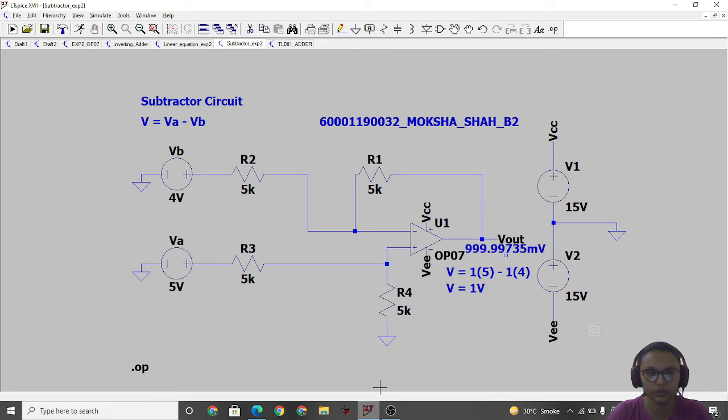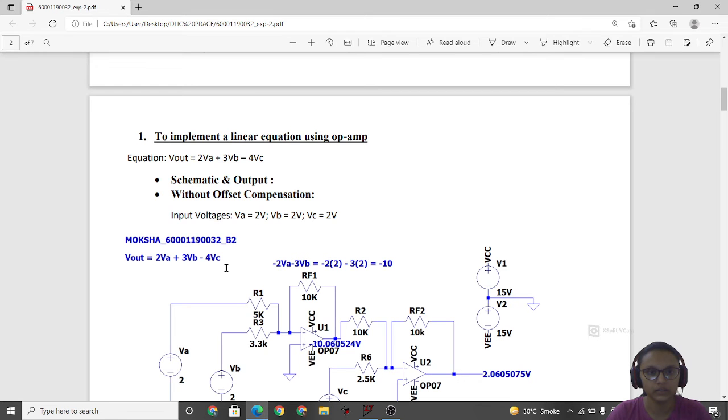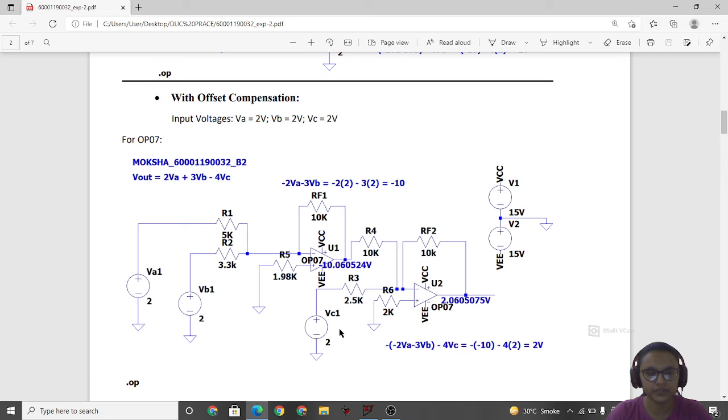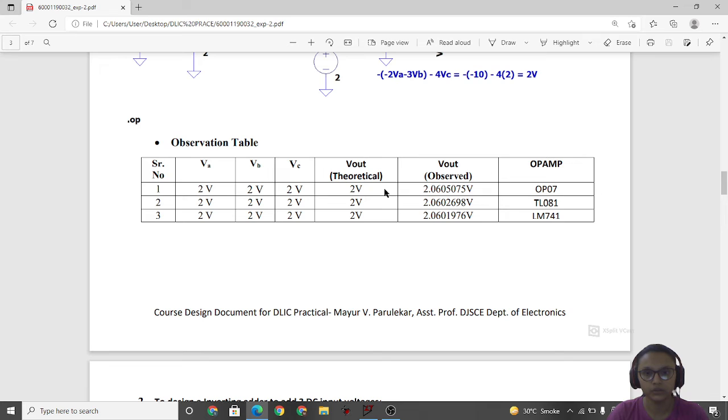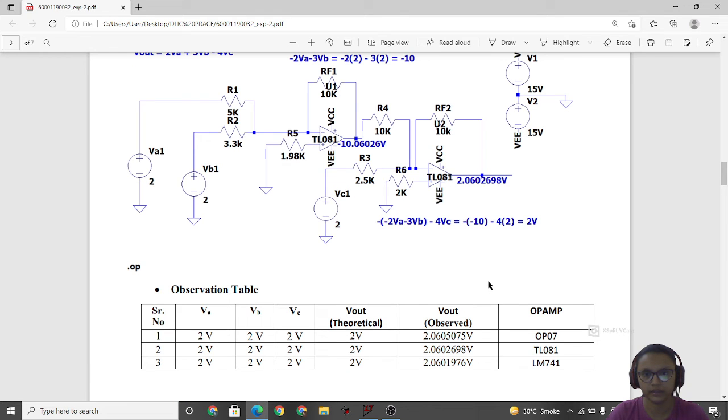Now one more thing, I'll show you my PDF. I have shown the implementation of the linear equation using an op-amp with offset and without offset both. For the LM741, you can just download it from Google. Some SPICE models are not available in LTSpice, and you can see the difference in the output. I have shown the difference in an observation table. These are the differences that I am getting. Almost close, only at the decimal places there are minute changes.